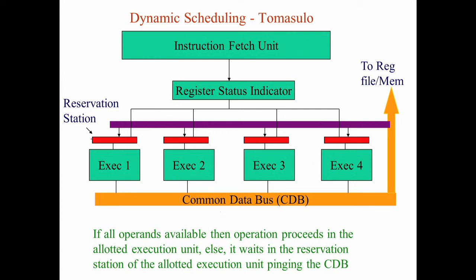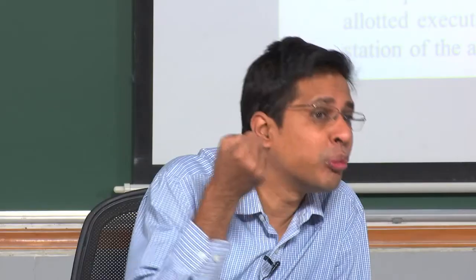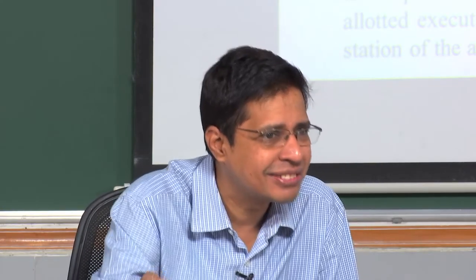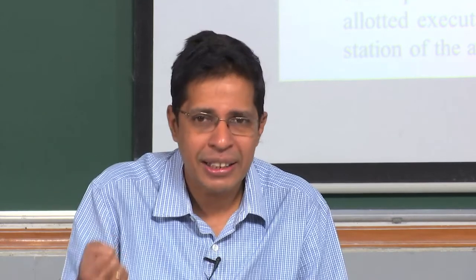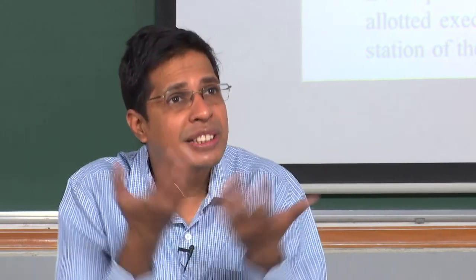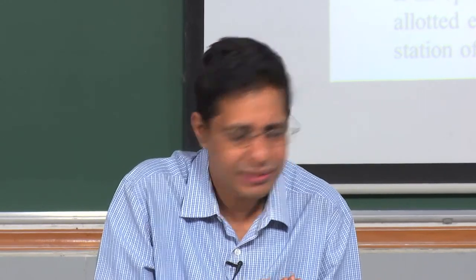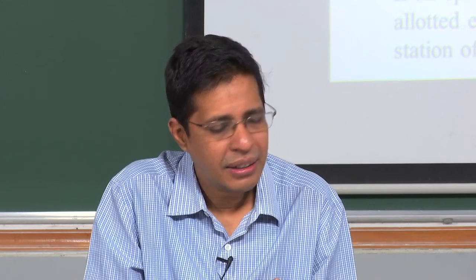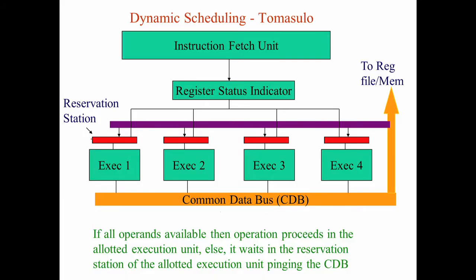Add R2, R3, R4: if R3 shows 6, it means execution unit 6 is computing the value of R3. So you wait until the sixth unit finishes. I know that, so I come to the reservation station and wait for the sixth unit to finish. When the sixth unit finishes, it will write the result on the common data bus. He will not only write the result, but also the unit number.